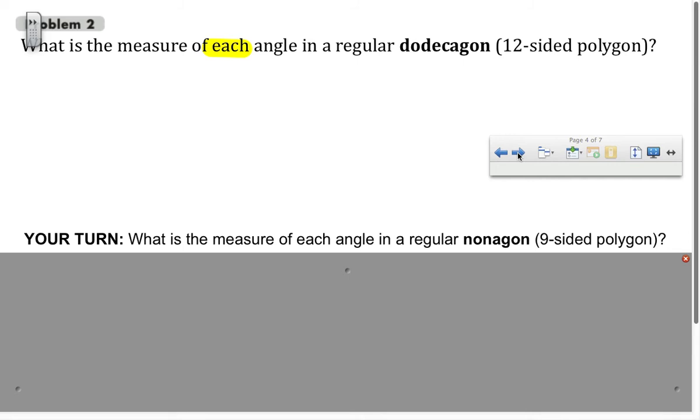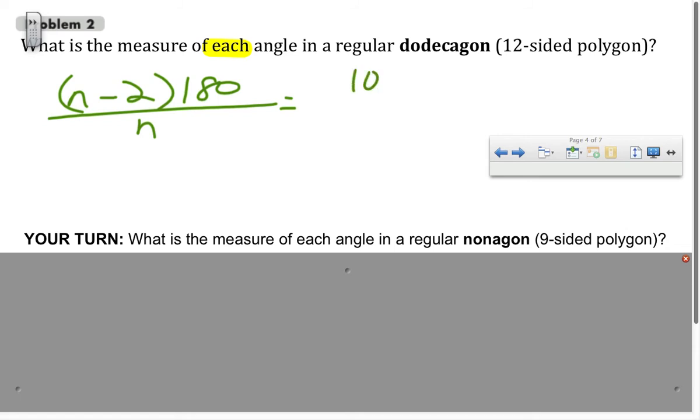Excellent observation. All right, let's come back to this problem now. The formula again was n minus 2 times 180 divided by n. Let's refocus, please, ladies and gentlemen. I'm sure some of you were already plugging that in while I was talking about the numbers of sides. So this is 10 times 180 divided by 12. And it's 150.